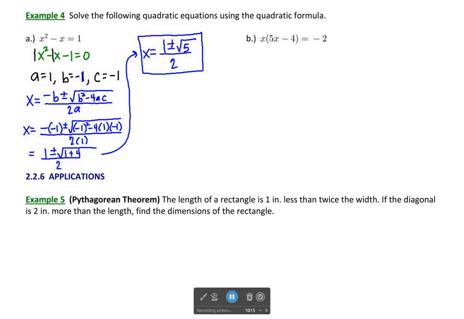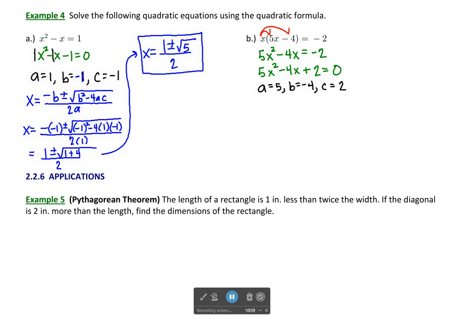Let's do another example using the quadratic formula. So this one may at first appear to be linear because x is raised to the power of 1, but if we carry out the distribution, we can very clearly see, yep, it is quadratic. We have 5x squared, there's my quadratic term, minus 4x equals negative 2. Moving the negative 2 to the left side, by adding it to both sides, we now have it equal to 0. Now it's in a form where I can apply the quadratic formula. So our leading coefficient A is 5, B is negative 4, and C is 2.